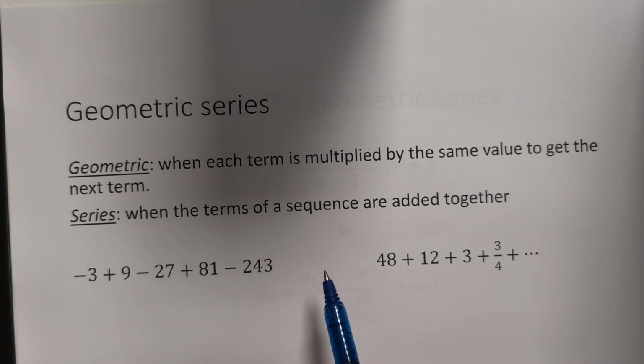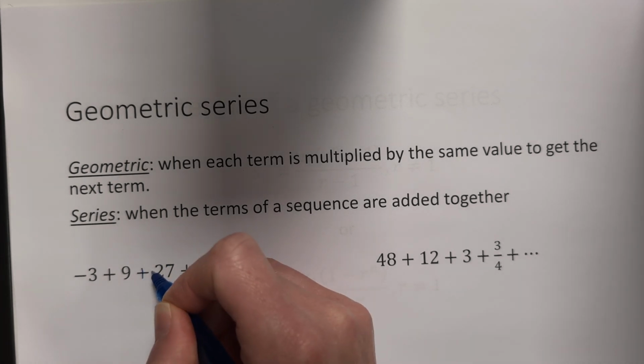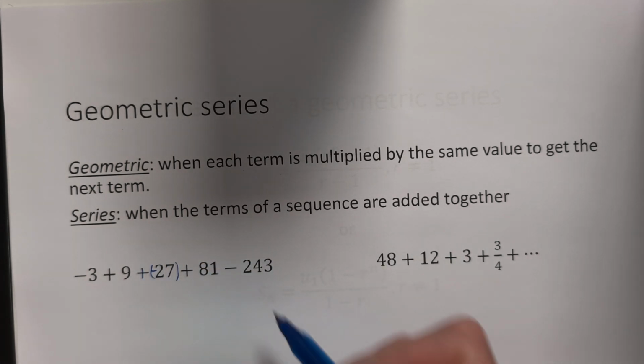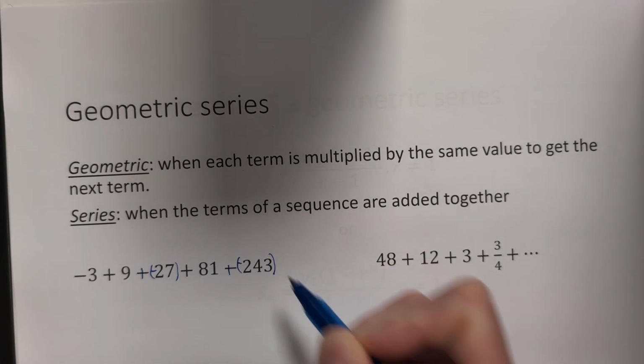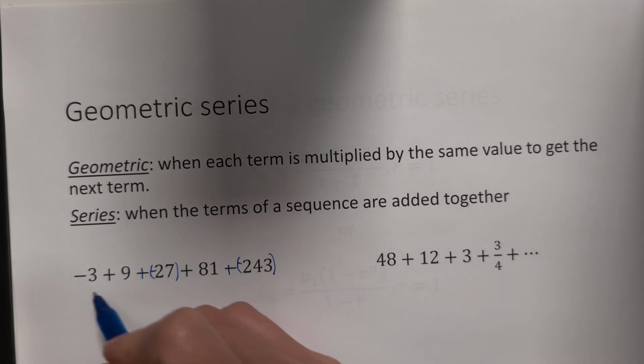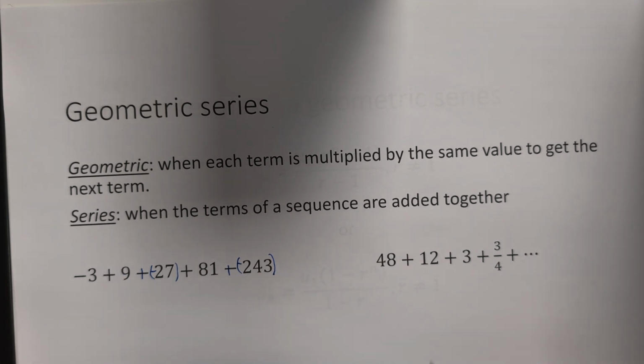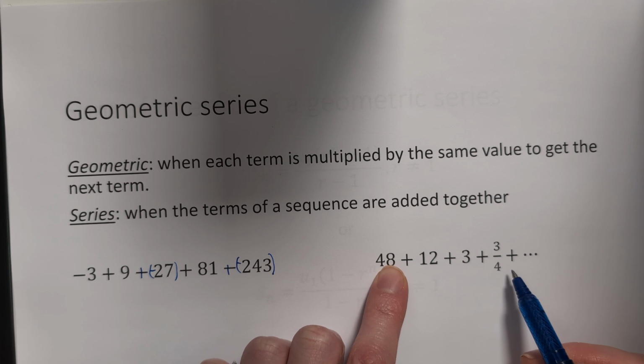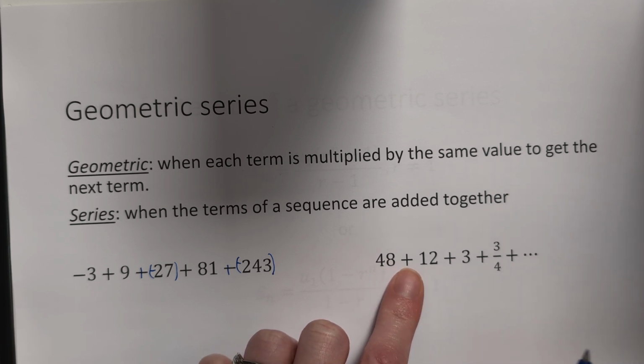And a series is when the terms of a sequence are added together. So this is the same as plus a -27, etc. Don't be confused by the fact that geometric means multiplying by a common ratio and series is adding. So in between the terms is a common ratio, but those terms are being added.